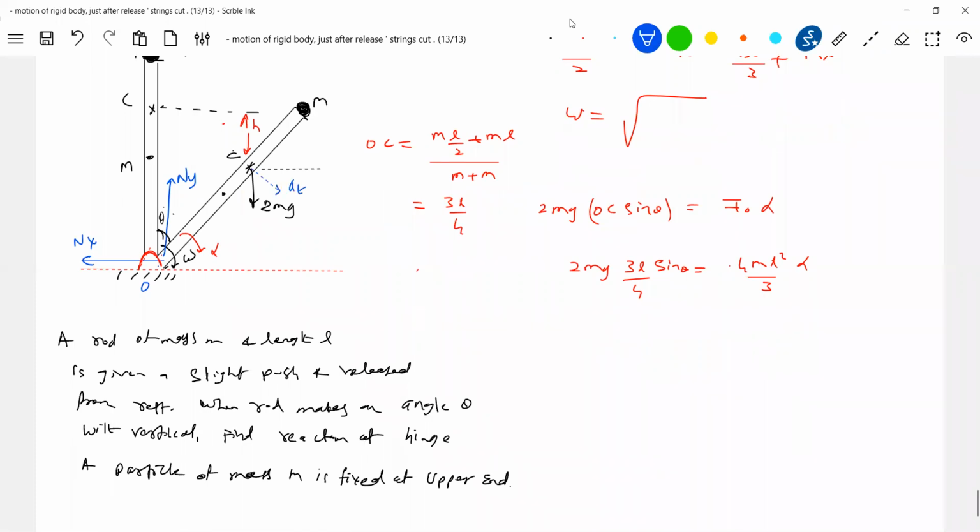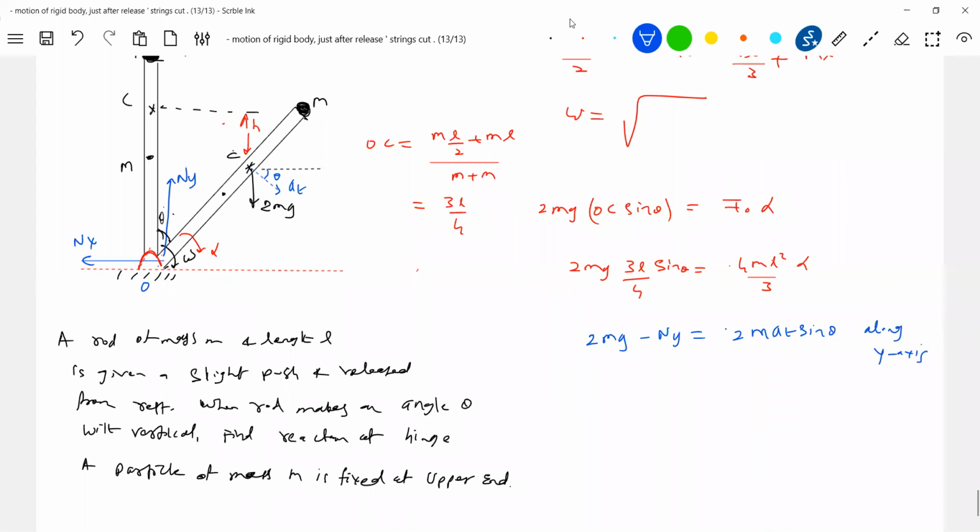So this is theta. Therefore this is theta, this is theta. Then I'll write the equation. 2mg minus Ny is equal to 2m a_t sine theta. This is along the y-axis, because that reaction Ny has to be calculated.